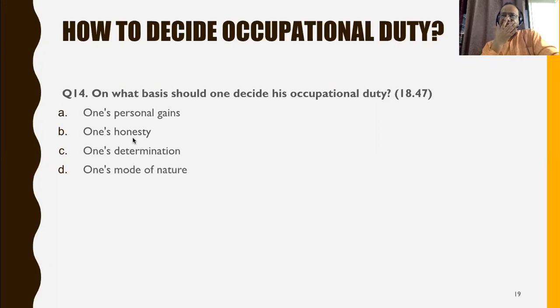Honesty is not the verdict of verse number 47. The Brahmana can be an honest person, the Shudra can be an honest person, the Kshatriya can be an honest person, and maybe a Vaishya can also be an honest person. So that is possible. But when you take to some activity, that purely cannot be dependent upon honesty.